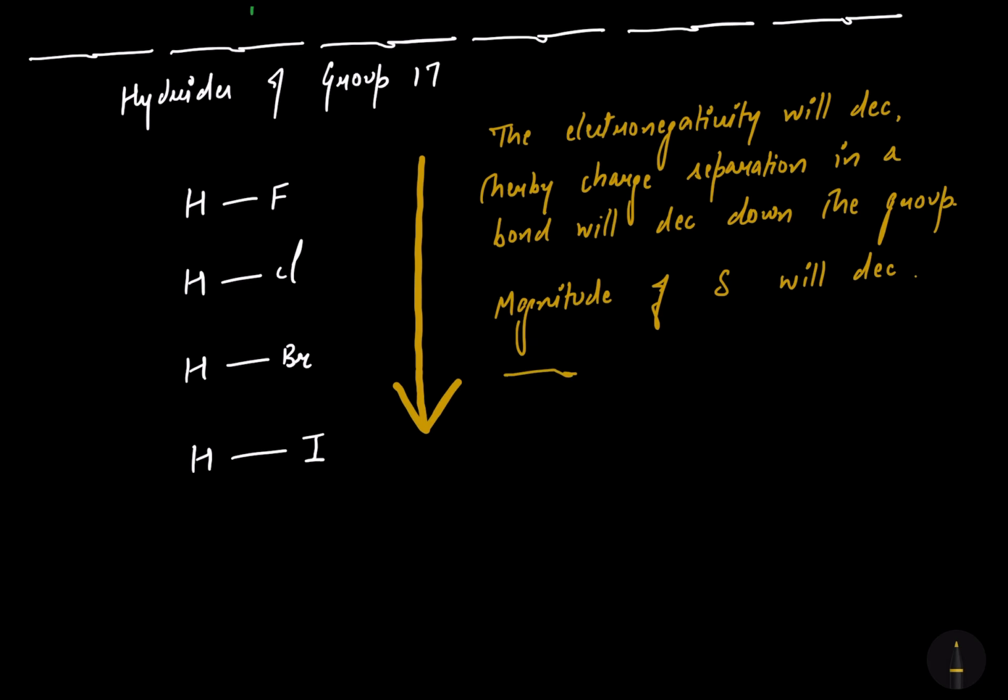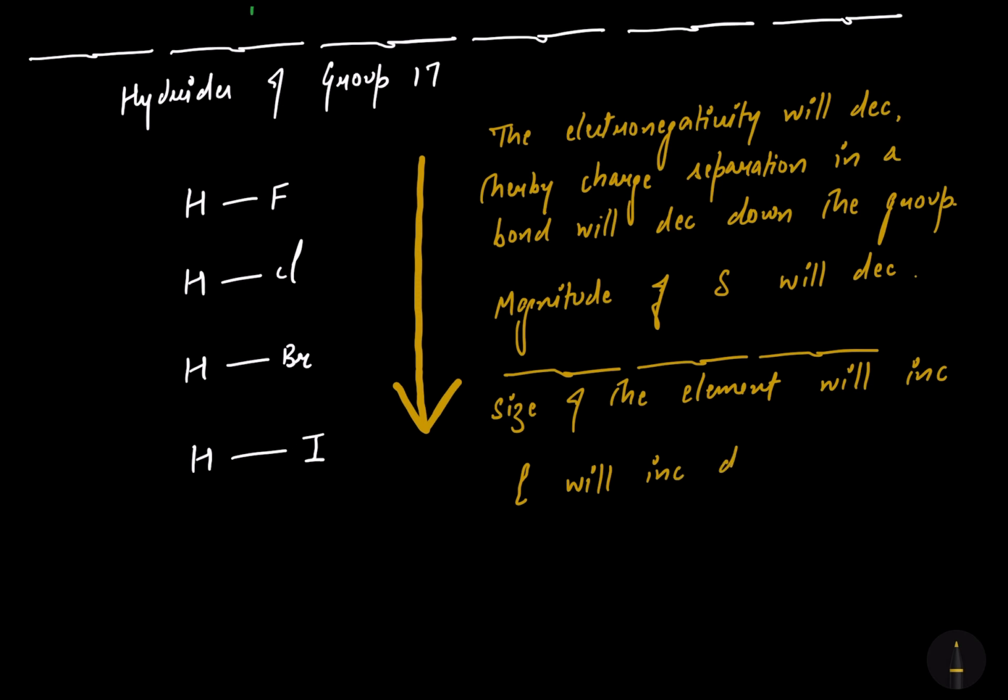On the other hand, as we move down the group, what's gonna happen? Size of the element will increase, due to which the bond length L will increase down the group.